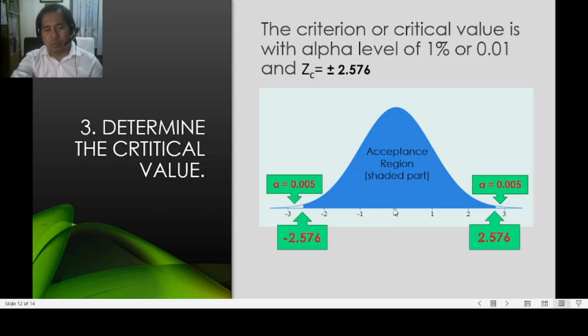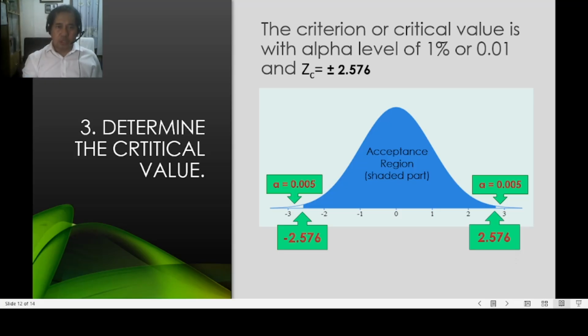Now, I told you that when we are going to decide, if the critical value or z-score that we computed is within the acceptance region, then we accept. If the z-score that we computed is within the rejection region, then we reject. So the unshaded part in here is the rejection region.